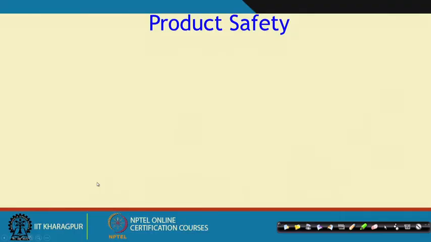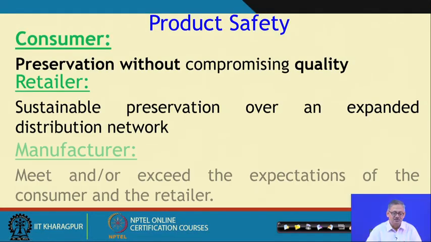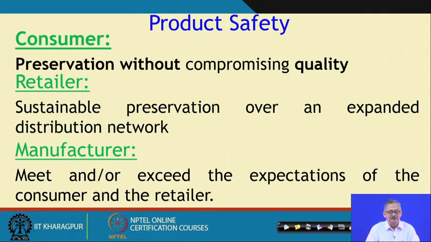Then safety. How can we say product safety? Consumer will tell, preservation without compromising quality, if it can be done, is the safest food. In terms of quality, if I don't have to forego quality, if I don't have to compromise with quality, and if the life can be extended to any desirable time, then my safe food is that.